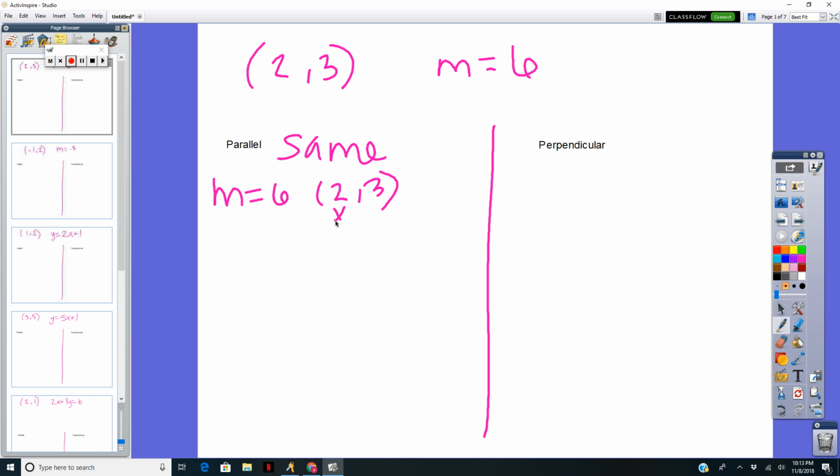I'm going to label this x, y, and I'm going to substitute it into y equals mx plus b, because remember, they gave you an m, but they didn't give you a b, so you have to find it. I'm going to replace the y with a 3, the m with a 6, and the x with a 2, and I'm going to solve for b.